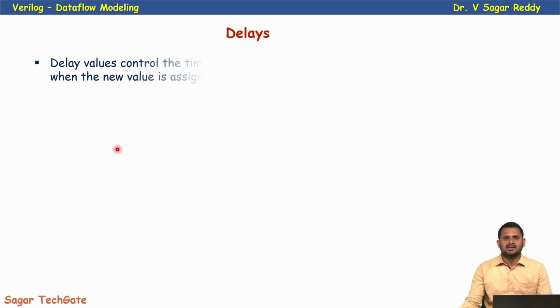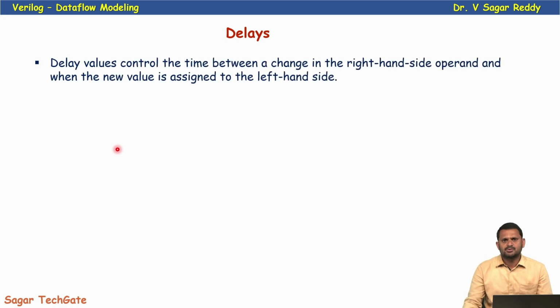Now delays. It's a very important concept. Actually, delays are not synthesizable in Verilog, so we cannot synthesize delays. But to mimic actual gate behavior, a gate has some propagation delay. To mimic that behavior, we introduce these delays.